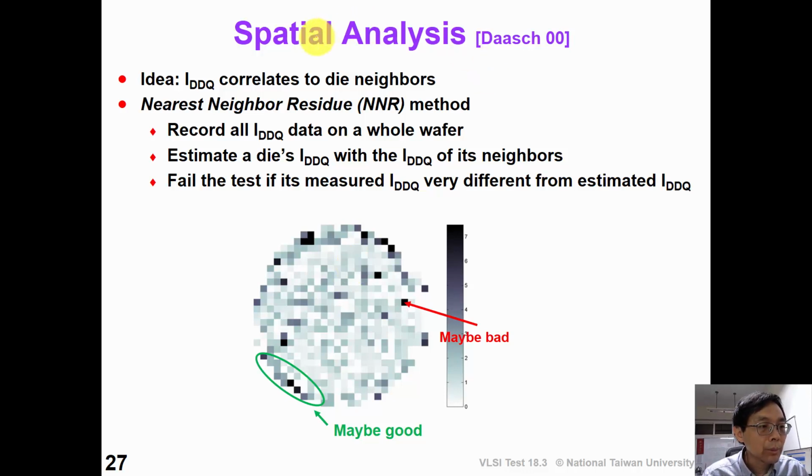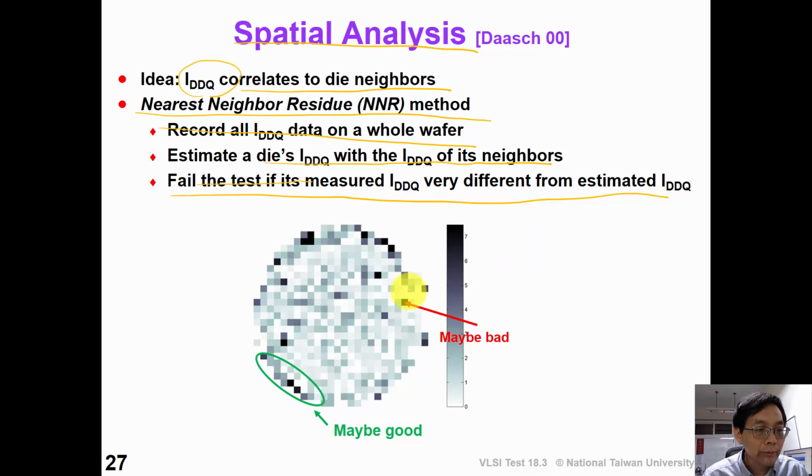Also, we can perform spatial analysis. The idea is that IDDQ is highly correlated to the neighborhood. Professor Dash proposed the nearest neighbor residue method. In this method, we record all the IDDQ data on the whole wafer, and we can estimate a die's IDDQ. If the IDDQ of a die is very different from our expectation, then it fails the test.